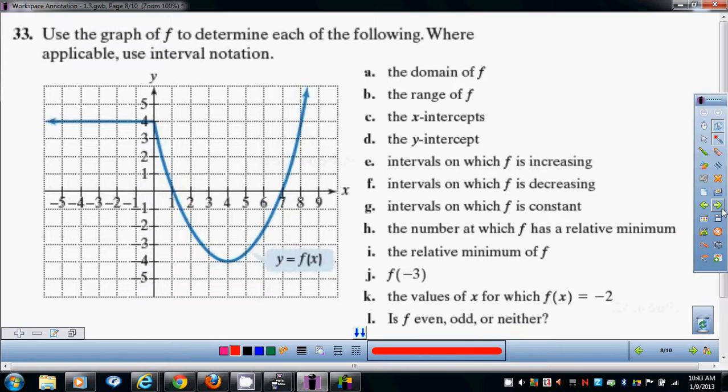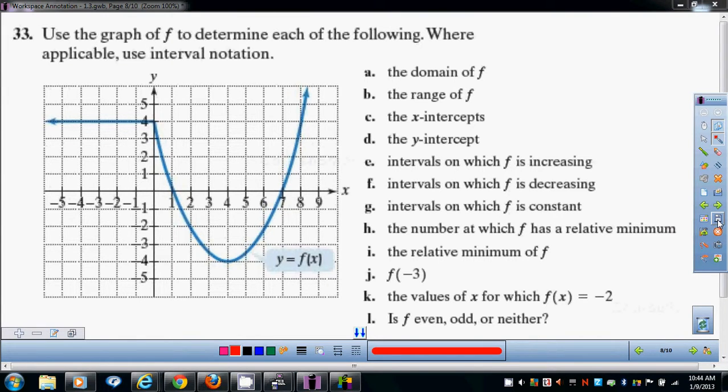Perfect. The values of x for which f of x, or y, is -2. Where is y equal to -2? Yes, ma'am. At 2 and what? There you go. 6. 2 and 6. And even, odd, or neither? Neither. Very good.